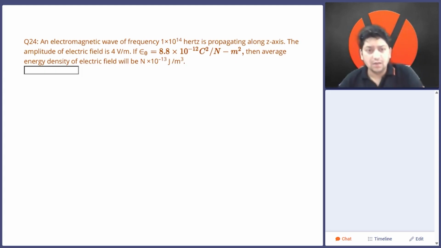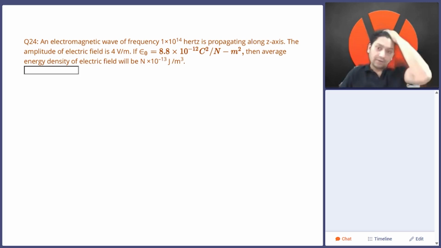Let's move to the next question. An electromagnetic wave of frequency this much is propagating along the z-axis. The amplitude of the electric field is given. Epsilon naught value is given. Then the average energy density of the electric field will be.